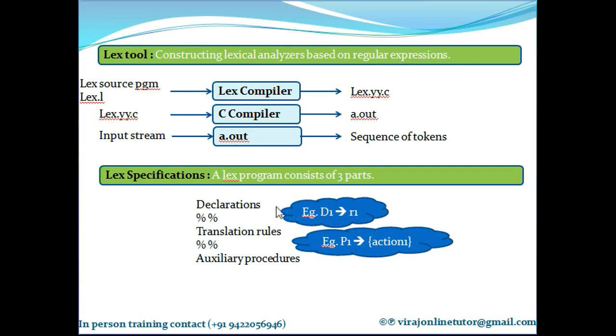So these are the regular definitions that come in declarations. In translation rules, you specify different patterns and say that if a particular pattern is matched, what action to take. So in translation rules, you define all the rules for the action the lexical analyzer needs to take upon matching a pattern. And auxiliary procedures are other support procedures which help in identifying the tokens and giving the required information to the parser.